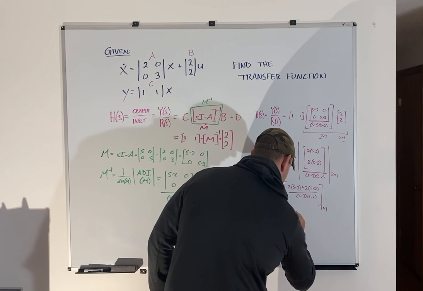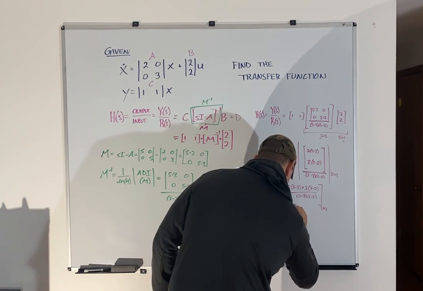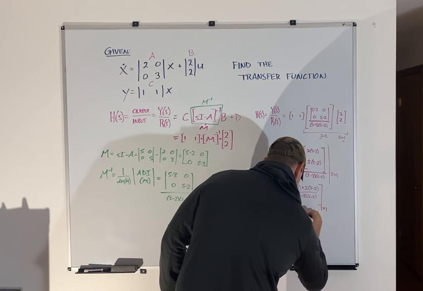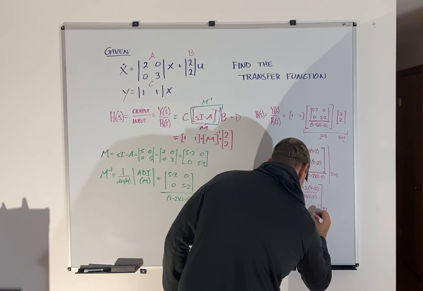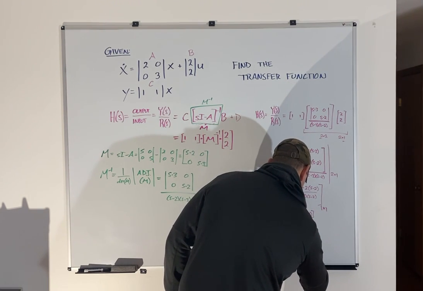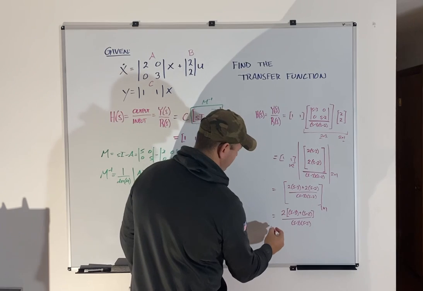That's going to be 2 times (s minus 3) plus (s minus 2), divided by (s minus 3)(s minus 2). And here's your transfer function.